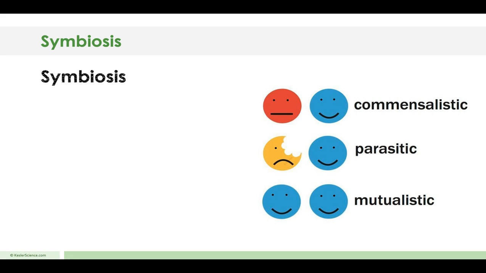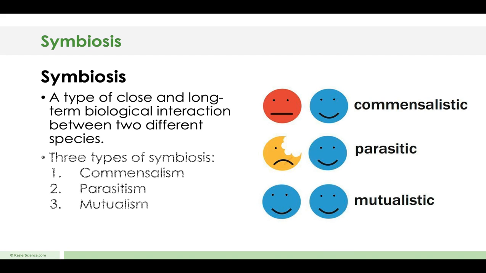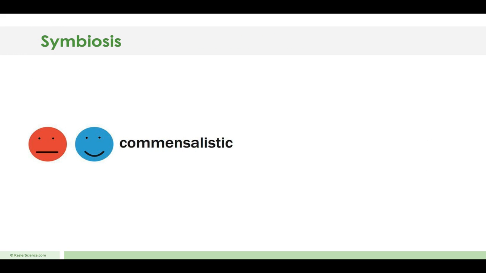Well, let's first begin by defining symbiosis. Symbiosis is a type of close and long-term relationship between two different species. There are three types of symbiosis: commensalism, parasitism, and mutualism. Let's talk about commensalism.